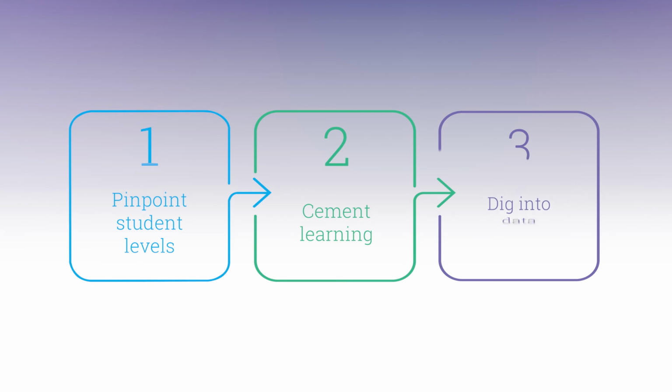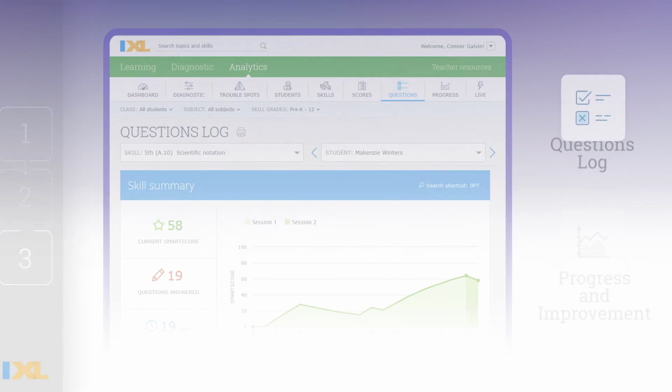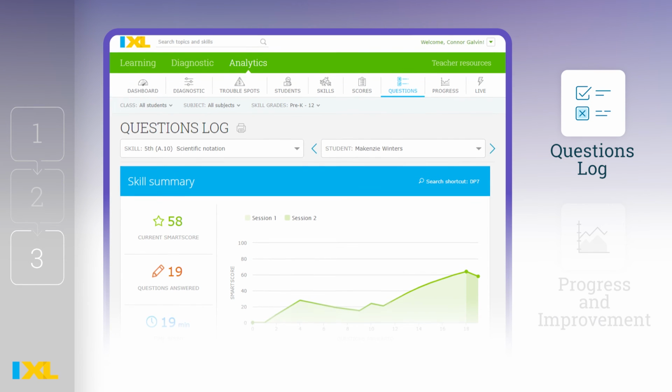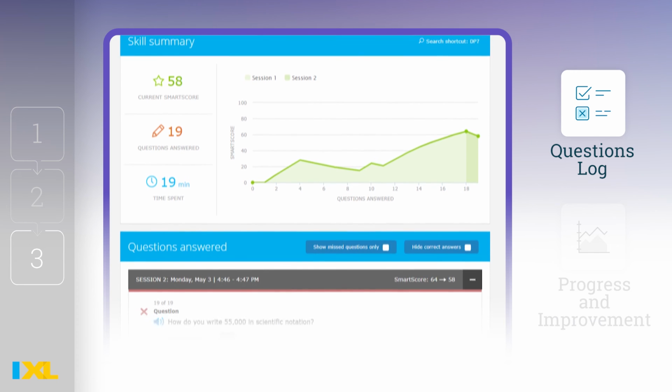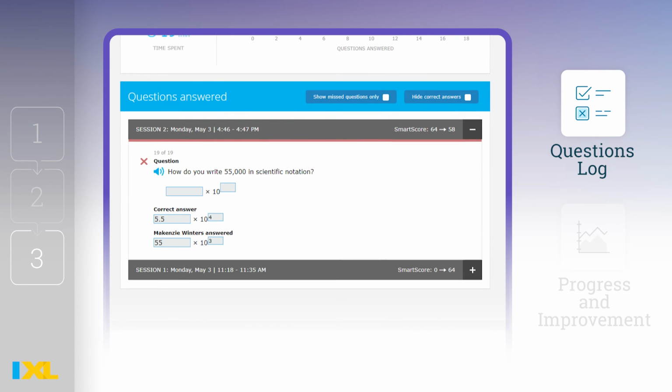Finally, monitor progress for individual students' work on specific skills using the questions log. Easily uncover any patterns or misconceptions in their work to go over with them during one-on-one instruction.